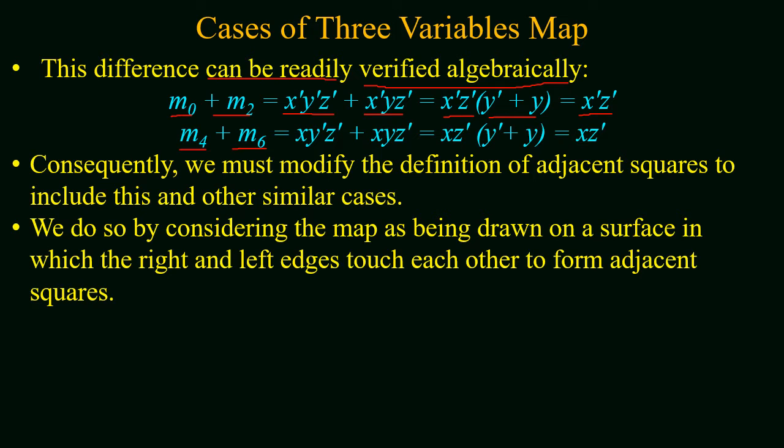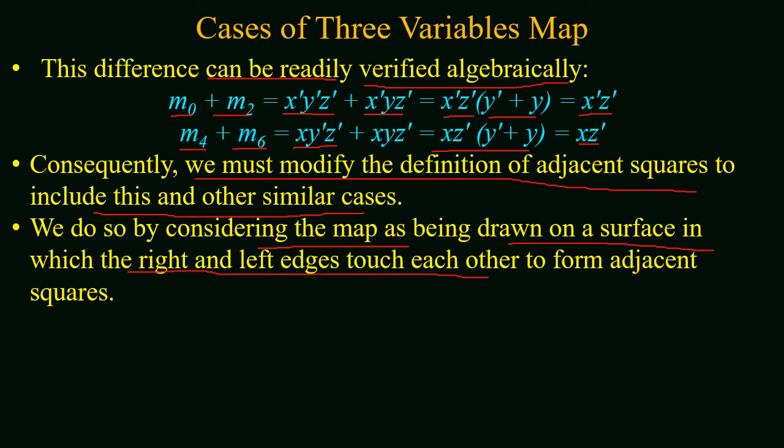Adding these two minterms, we will get the term x dot z prime and the dissimilar variable y is again removed. So we can modify the definition of adjacent square to include this and other similar cases. The kmap can also be considered as drawn on a surface in which right and left edges touch each other to form the adjacent squares.